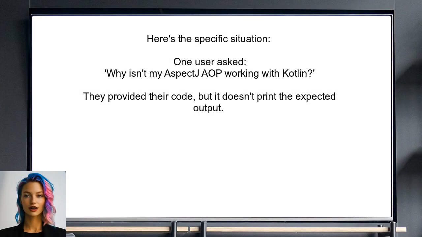Here's the specific situation we're looking at. One user asked, "Why isn't my AspectJ AOP working with Kotlin?" They provided their code, but when they call their function, it doesn't print the expected output. Sound familiar? Let's dive into this and find a solution.